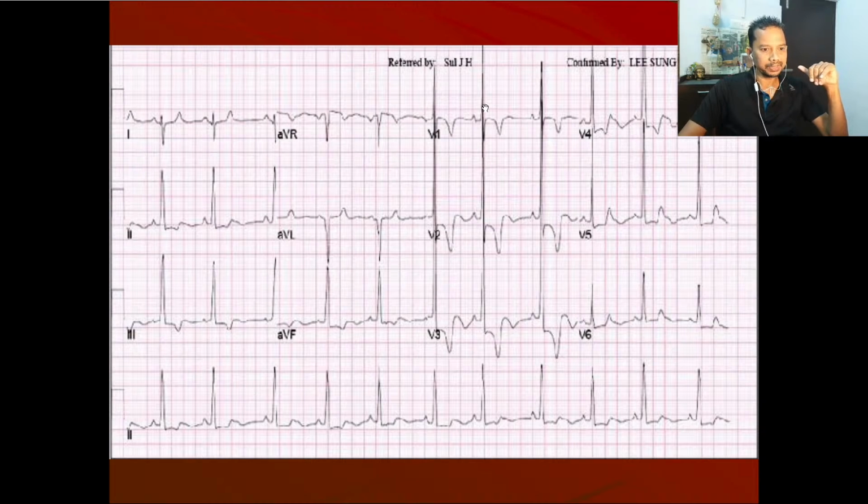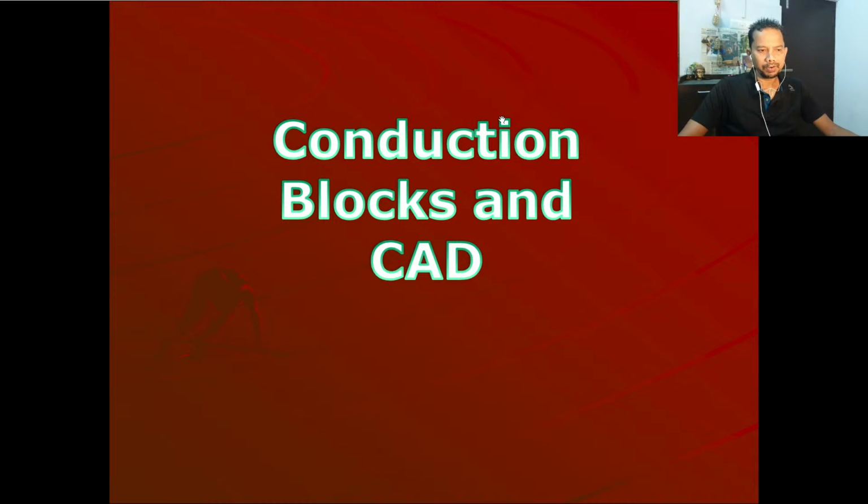Now you see in V1, V2, there is a tall R with T inversion. Okay, so that is right ventricular hypertrophy. So that is why there is a right axis deviation. So there is always a cause of axis deviation, because axis is normally not deviated. So SA has fired and it goes straight towards lead 2, plus 60 degrees. So that is the thing.